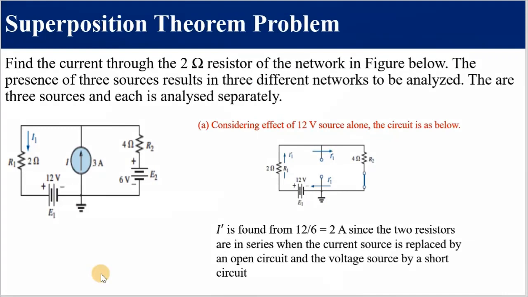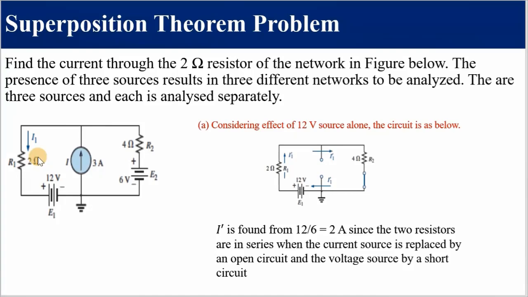Our last problem on analyzing circuits using the superposition theorem, and this time, guys, we've got three sources. You must be able to analyze a circuit with up to three sources. We've got E1, a current source of 3 amps, and E2 of 6 volts, and we are going to consider, as usual, the effect of each source independently of all the other sources.